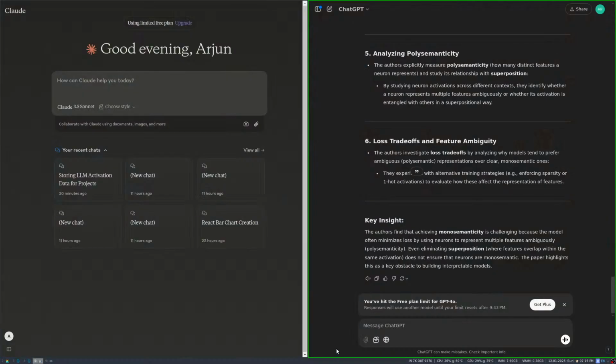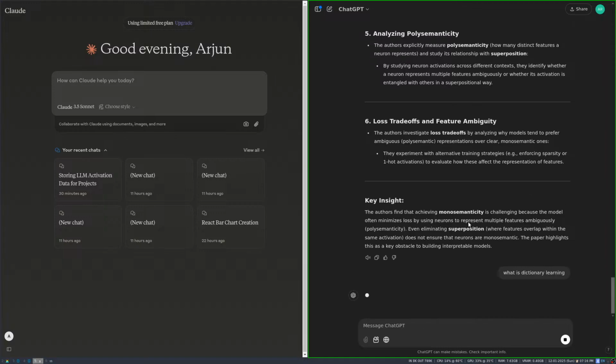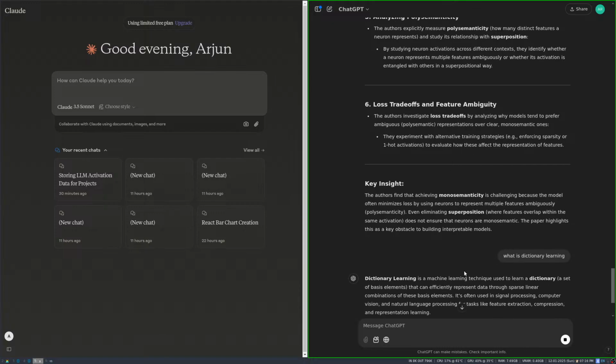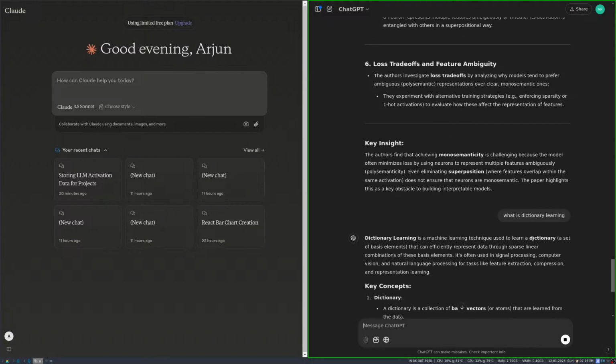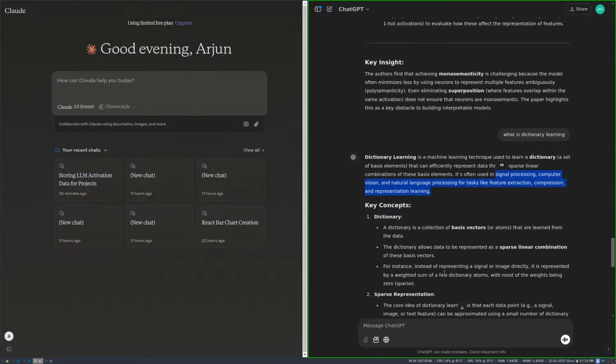What is dictionary learning? Machine learning techniques used to learn a dictionary, a set of basis elements that can efficiently represent the data through sparse linear combinations. Often used in signal processing, computer vision, and NLP tasks like compression.